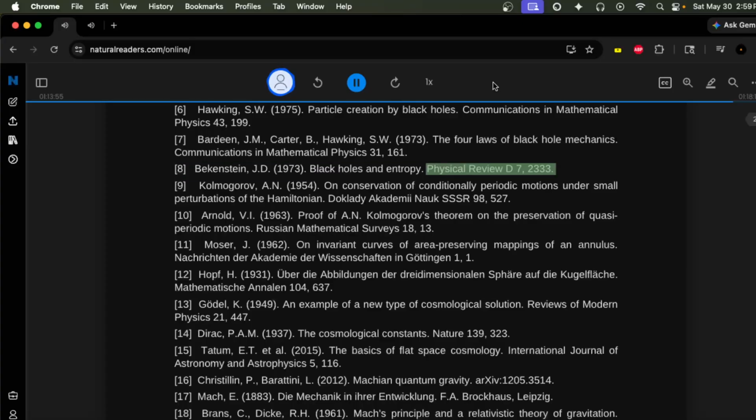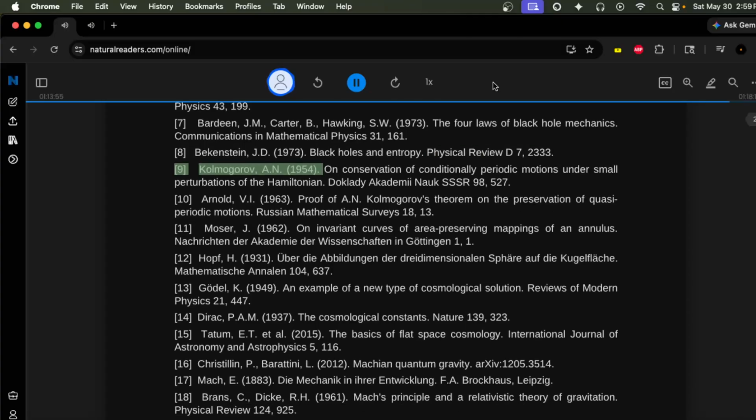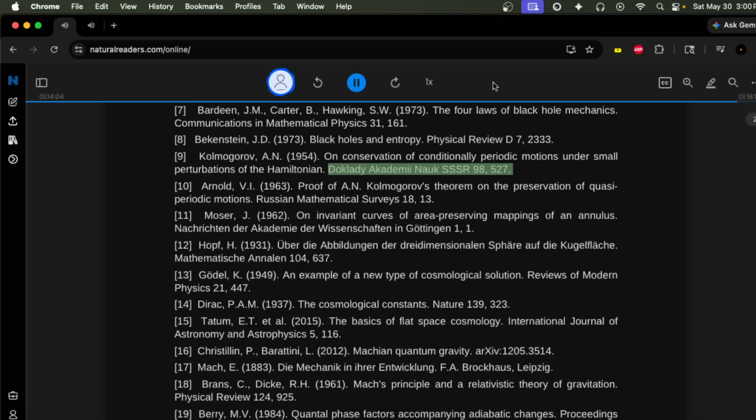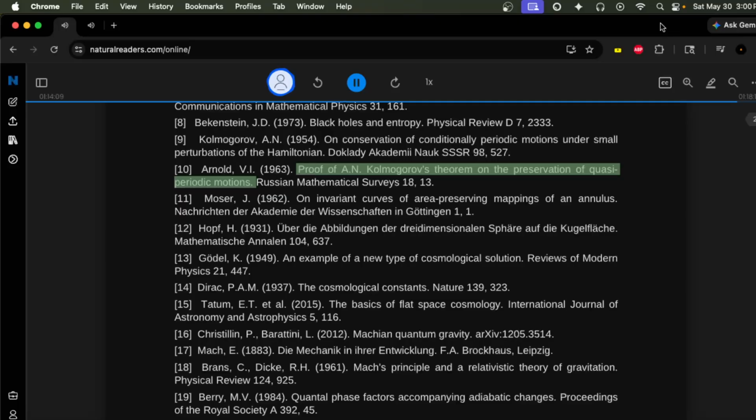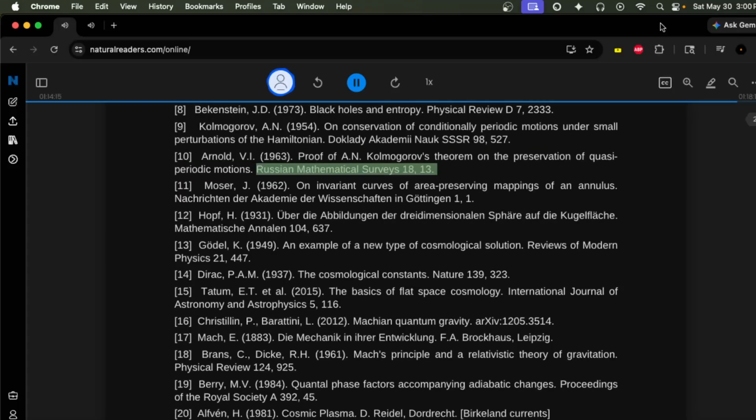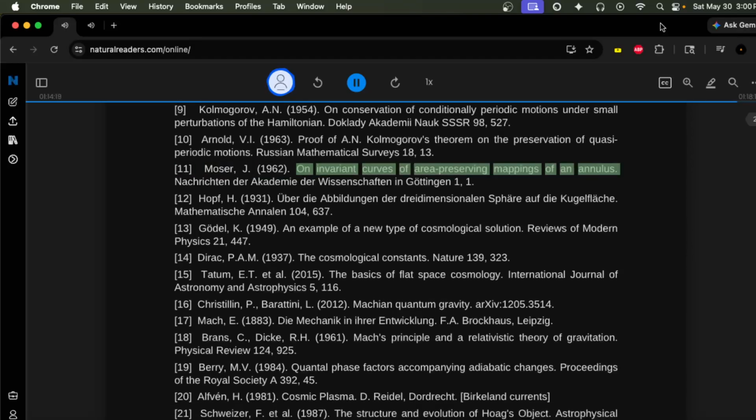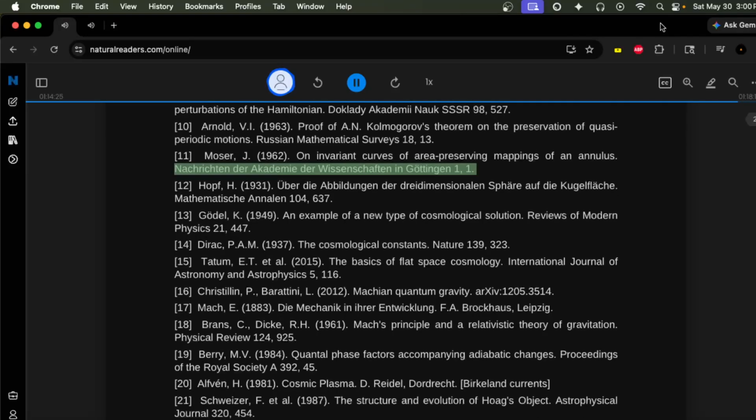Physical Review D7, 2333. Kolmogorov, A.N. On Conservation of Conditionally Periodic Motions Under Small Perturbations of the Hamiltonian. Doklady Akademii Nauk SSSR 98, 527. Arnold, V.I. Proof of A.N. Kolmogorov's theorem on the preservation of quasiperiodic motions. Russian Mathematical Surveys 18, 13. Moser, J. On invariant curves of area-preserving mappings of an annulus. Nachrichten der Akademie der Wissenschaften in Göttingen 1, 1.